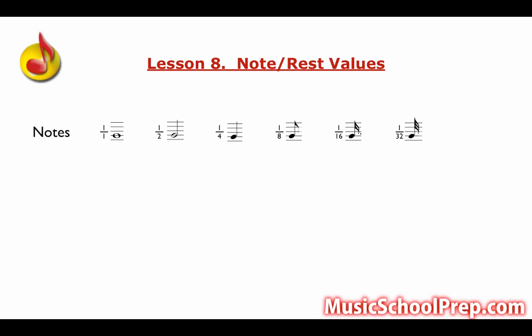Notice how the notation seems to grow as the notes get smaller, from an open oval to an oval with a stem, then filled oval, and then flags. Rests behave in the same manner. Here are the rests. They are matched up with their counterparts to help understand that they represent the same amount of time. The only difference is, notes are to be played, and rests are to be silenced.